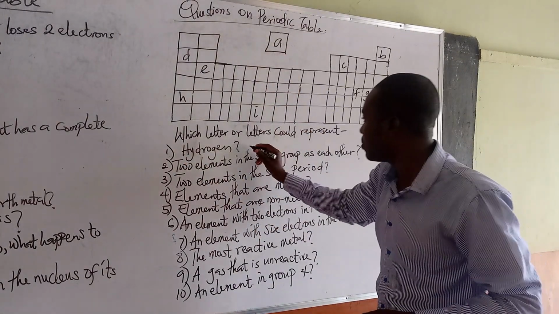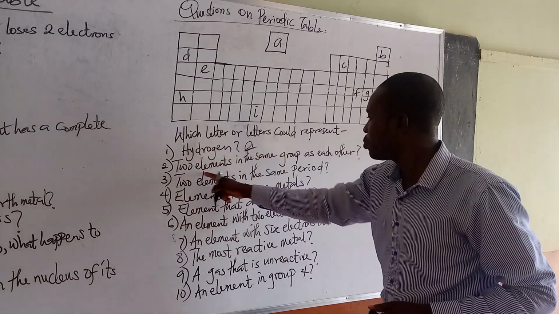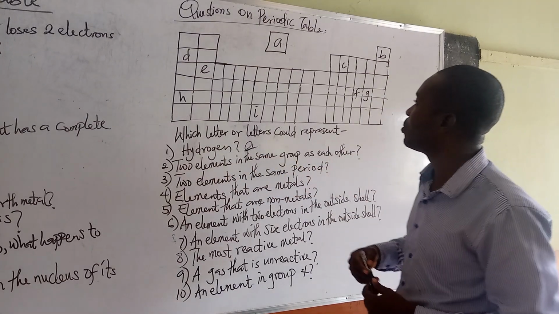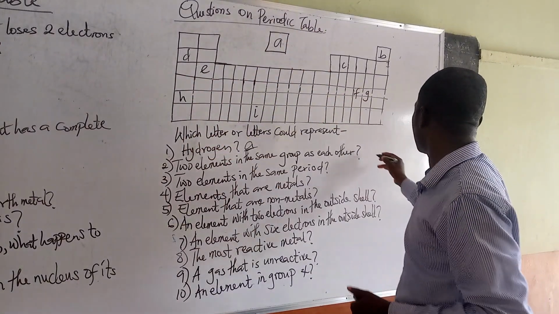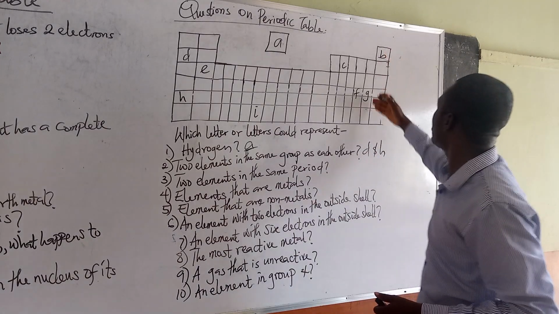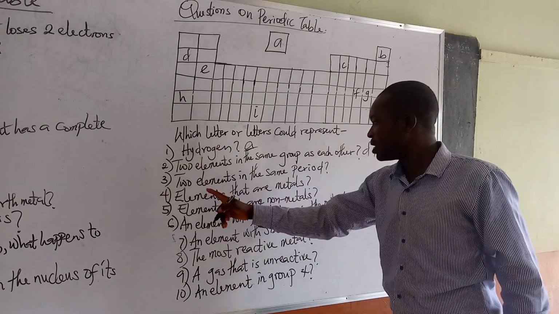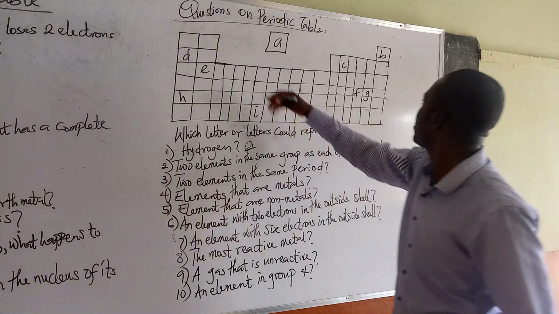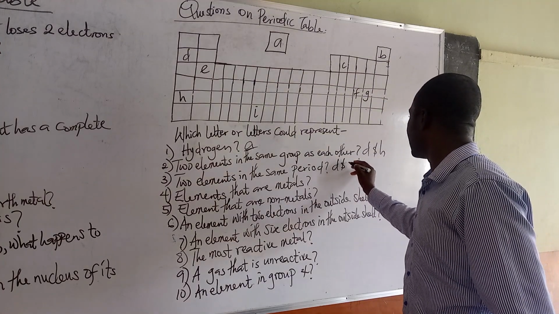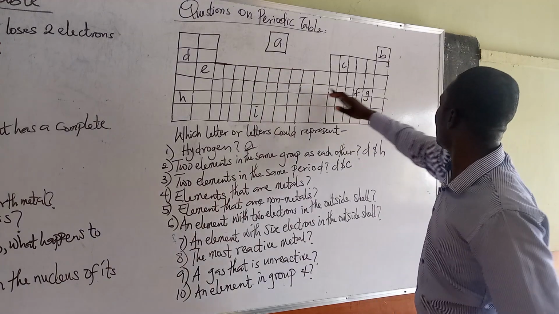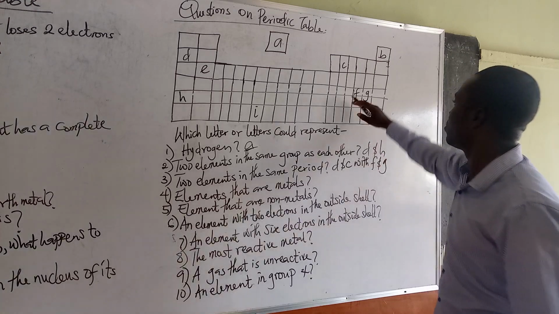That should be this. If you have been following our class, hydrogen is letter A. Then number 2, two elements in the same group as each other. Group is vertical. Which 2 elements do we have in the same group? D and H. There are no 2 elements in any other groups except D and H. Let's come to question 3, two elements in the same period. Period is horizontal. Now this is second period. D and C are in the same period. Now if you come down, can you see F and G? F and G are also in the same period.